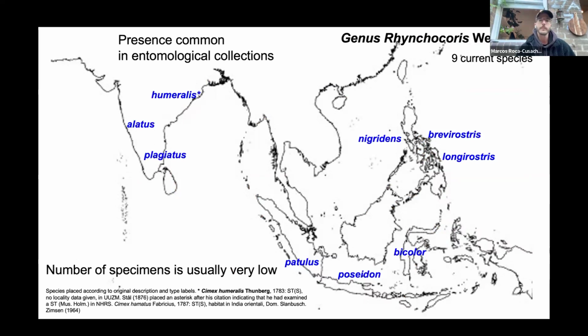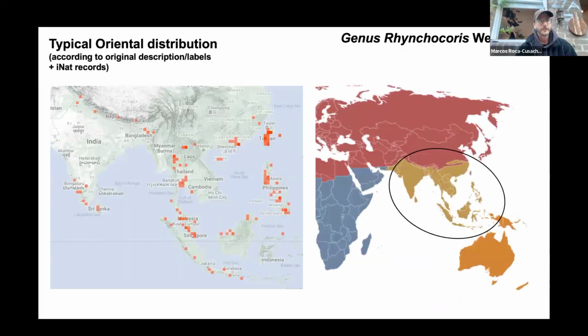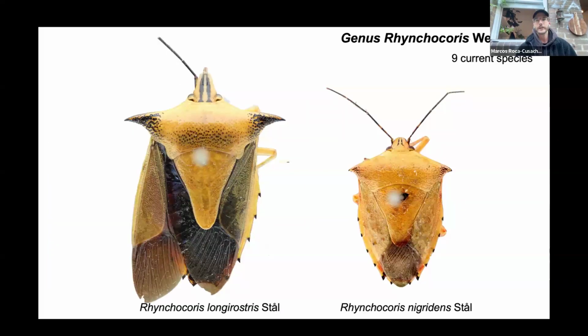This map has been made by placing the location of the type specimens, as this genus is pretty common in entomological collections. However, as usually occurs with many of the pentatomids, the number of species available in the collections is usually pretty low. And here I extracted a map from iNaturalist, filtering for the genus, and you can see that with the current records published online, we can also follow this typical Oriental distribution. So, back to the genus.